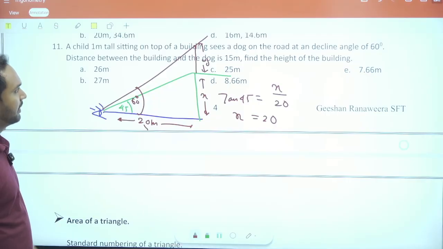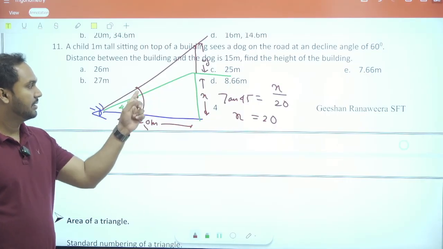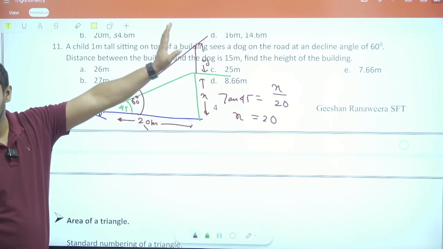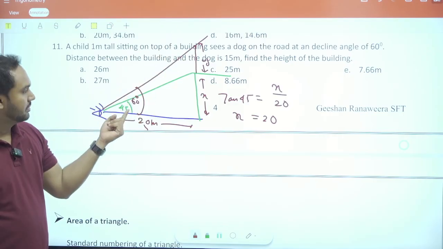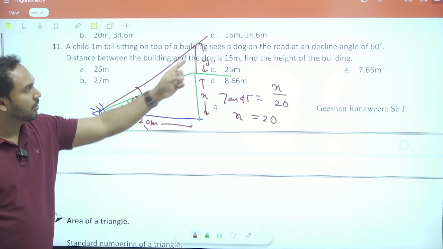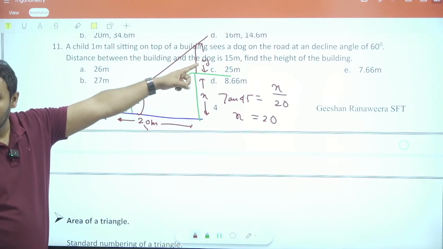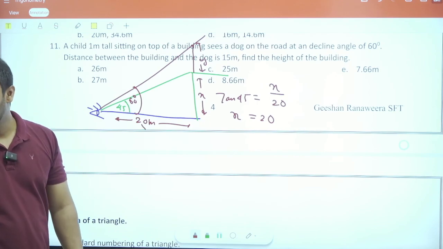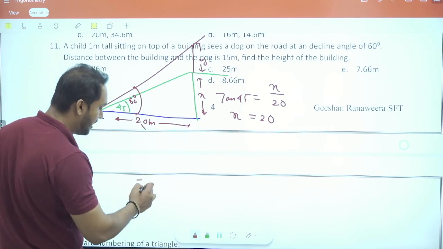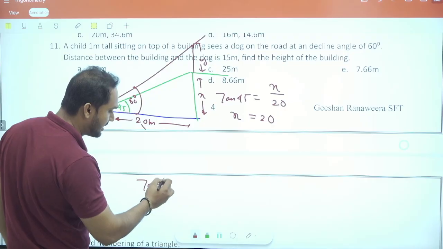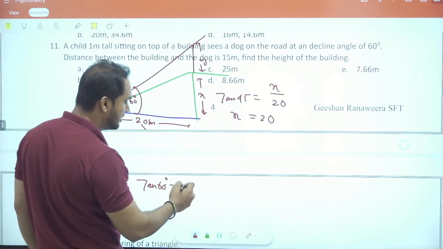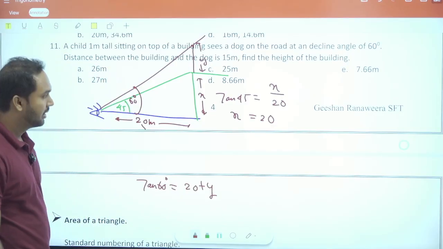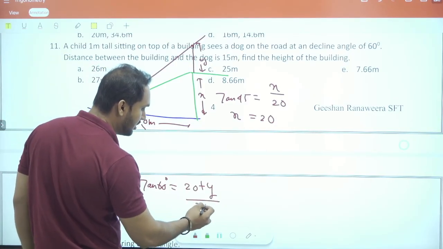What do you apply to find the y? You have to take the 60 degrees angle because the y is there. If you take the 60 degrees angle, that will be opposite over adjacent, isn't it? Again it's a tan. So you put tan 60 there. Tan 60 equals opposite, which is 20 plus y, and the adjacent is 20.